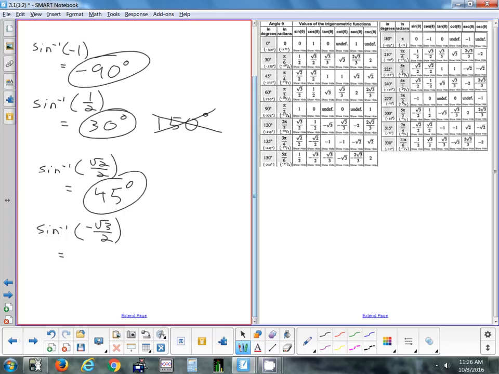Okay, so if you look at the table, you're probably going to see it in two different rows. You're going to see it as a positive angle, and you're going to see it as a negative. So out of the four answers that you're going to see, two positive and two negative, only one is correct. Okay, anyone think they see the answer to inverse sine of negative root 3 over 2?